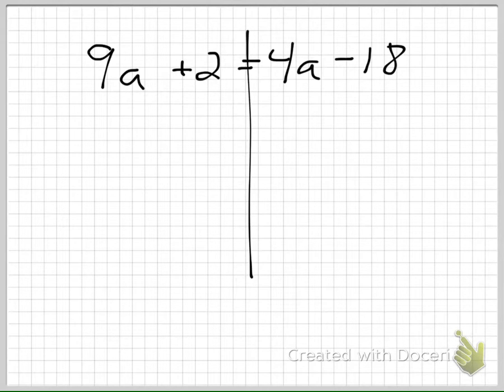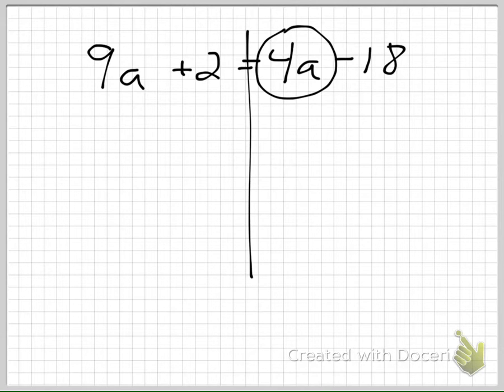Here's what you do. I need to get them on the same side. So I have two choices. How would I get rid of 4a on this side if I wanted to? What would I do to get rid of the whole thing? I have 4a over here.